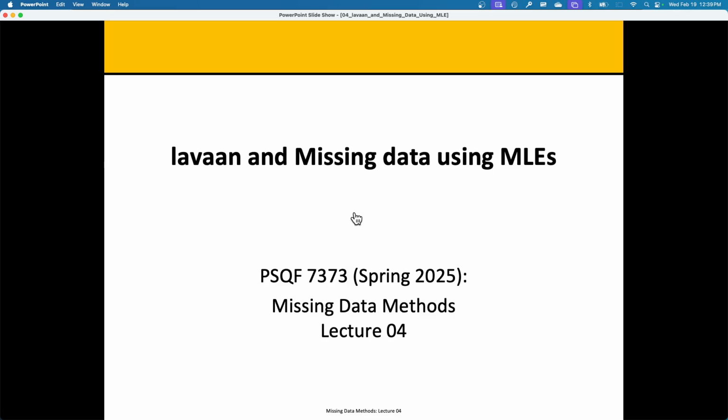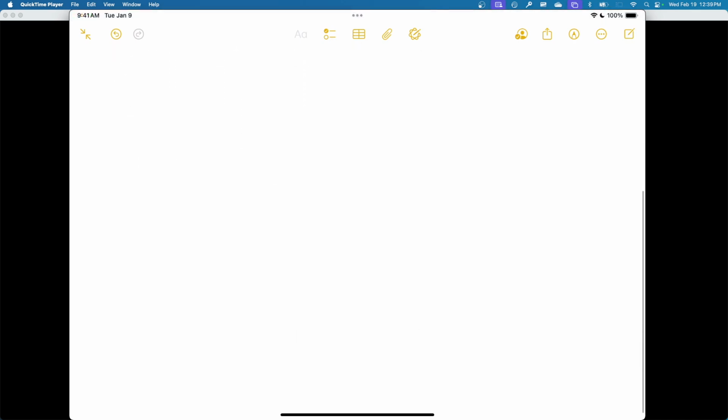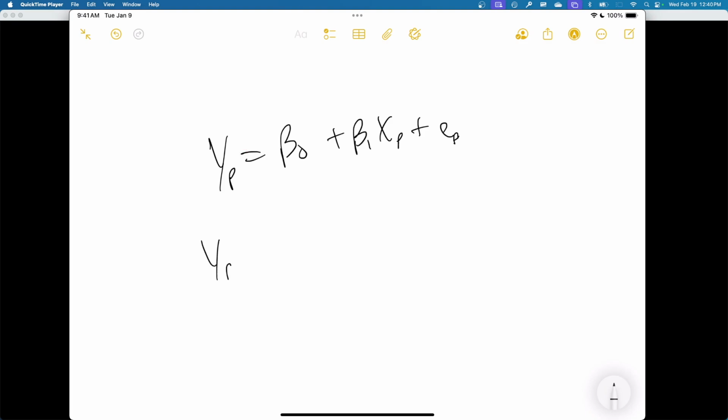Exactly. When we regress y on x, if we went about and created y for a person equals beta 0 plus beta 1 x for a person plus error for a person, this implies a distribution. You remember what that distribution is? We would say y for a person given x for a person follows, right?